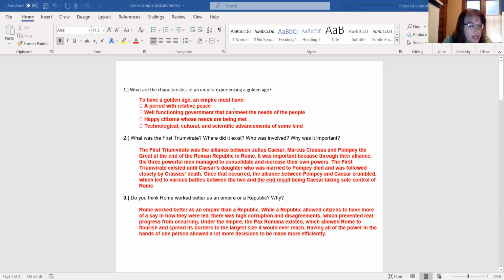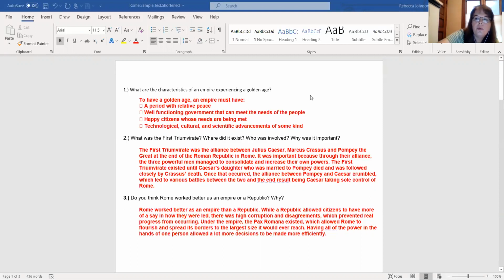So what are the characteristics of an empire experiencing a golden age? Now, I taught this unit, so I know that this is a basic level question, because this is in one of the very first slides that they do in the whole unit. And then when we go into ancient Rome, we remind them of this as well, characteristics of an empire experiencing a golden age. So they have memorized this. Even if they don't fully understand this, they could have memorized this list. So we think of it kind of as a basic question, right?